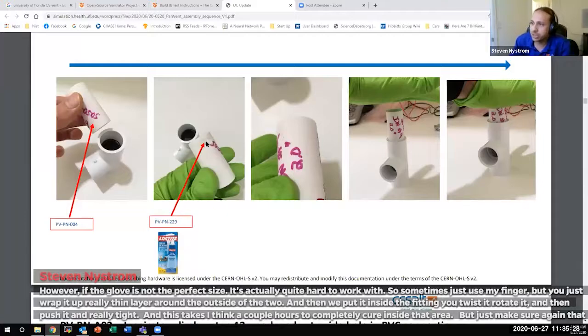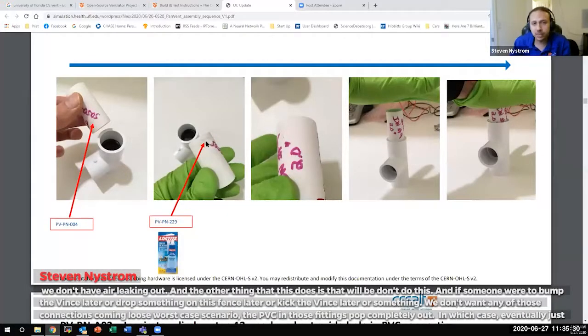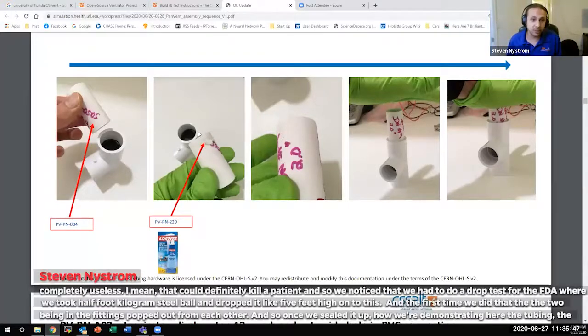This makes sure, again, that we don't have air leaking out. The other thing this does is, if someone were to bump the ventilator, drop something on it, or kick it, we don't want any of those connections coming loose. Worst case scenario, the PVC in those fittings pops completely out, in which case the ventilator is completely useless, and that could definitely kill a patient.